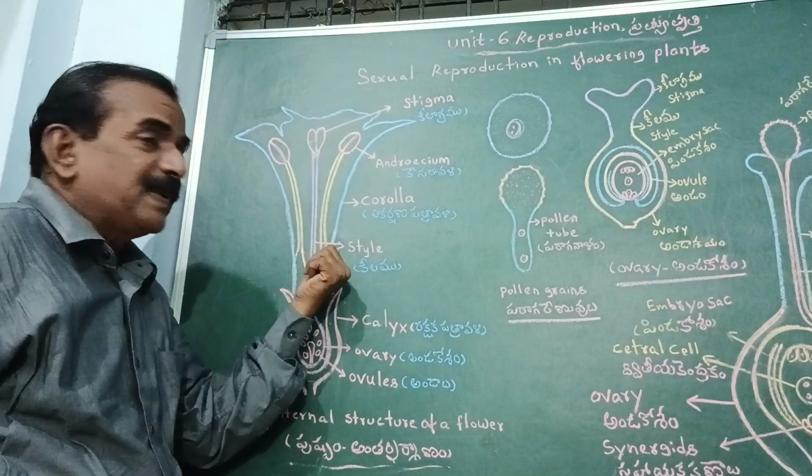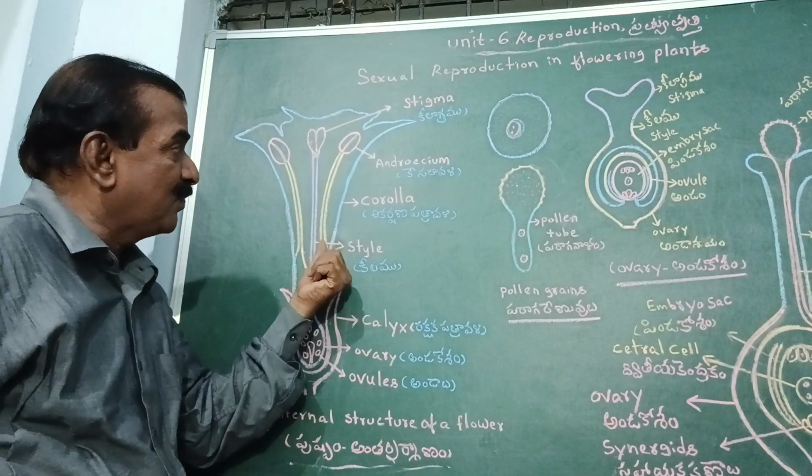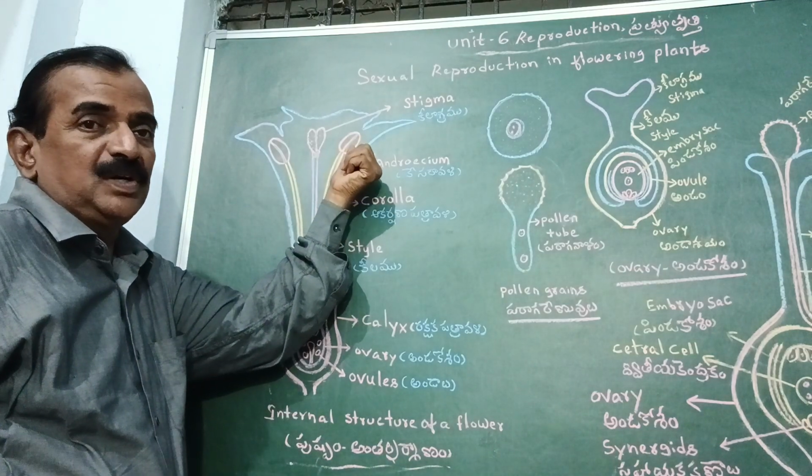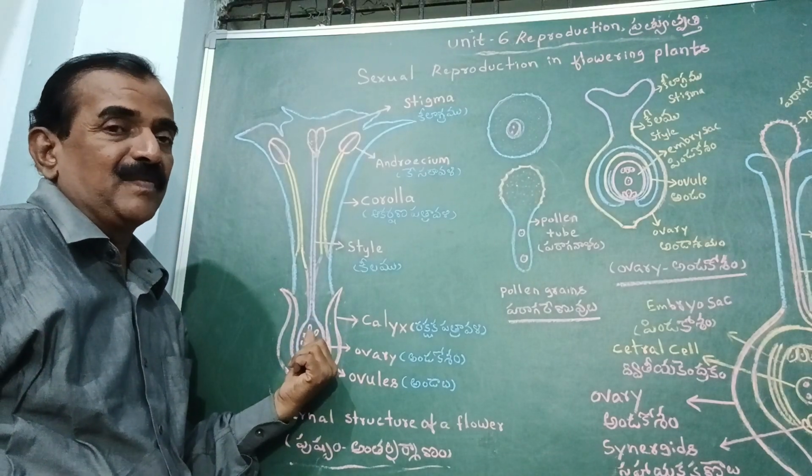The third part is called the stamens, or androecium. It has a filament and anther lobes with pollen grains. And the fourth part is called the gynoecium, or pistil, the female reproductive part.